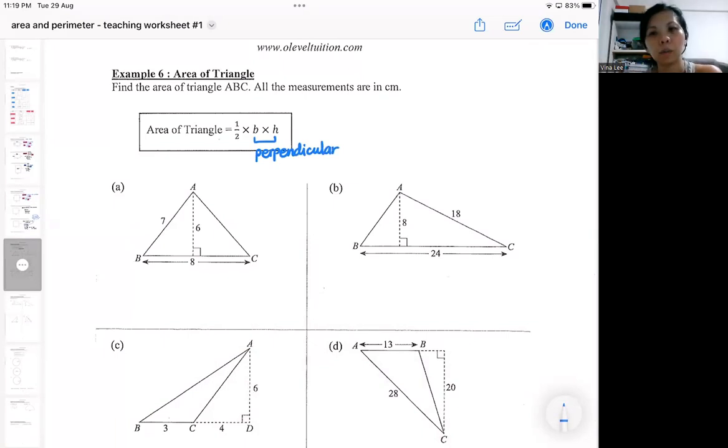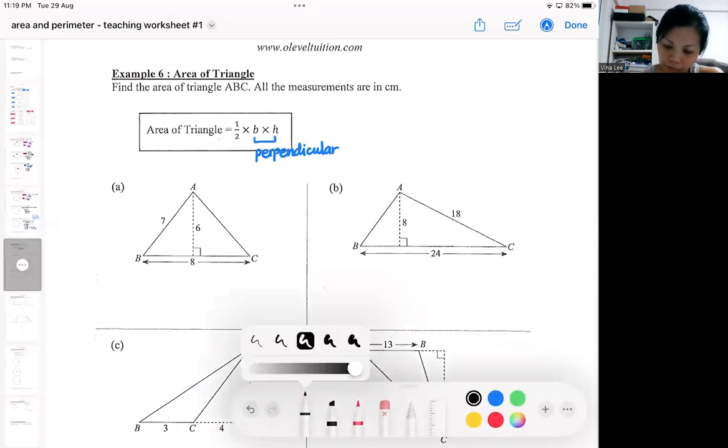The tricky thing is that sometimes it's not so direct, and some of you may get tricked about which is the base and which is the height. So I'm going to identify the base and height for you, and then you are supposed to do the calculation. The condition is that the base and height must be perpendicular to each other.